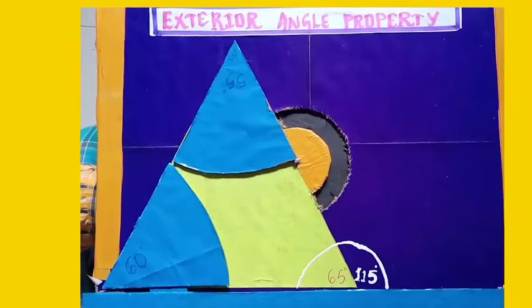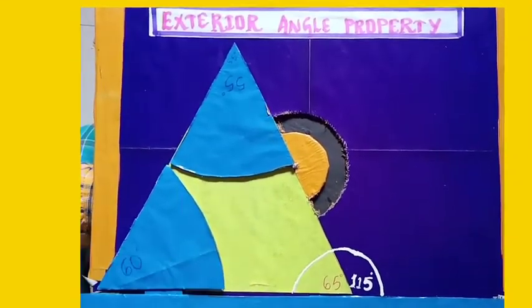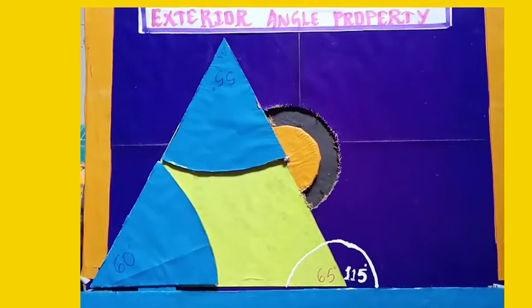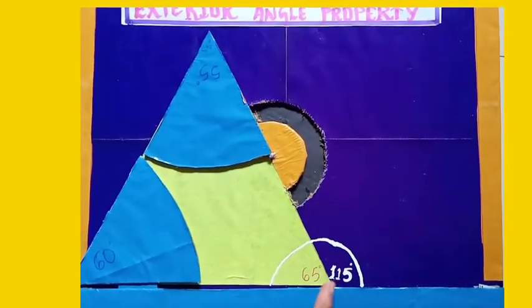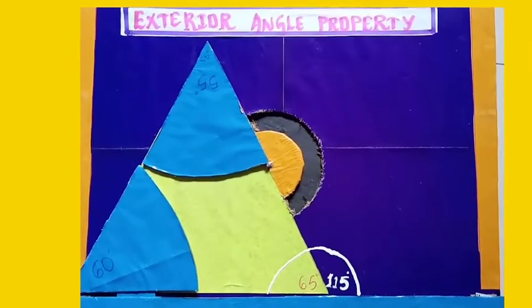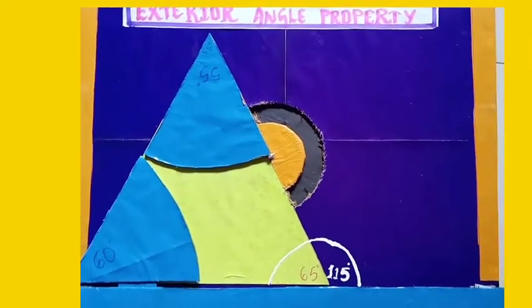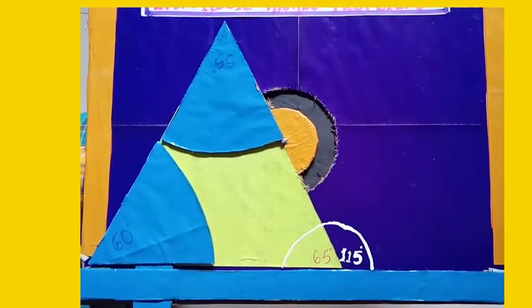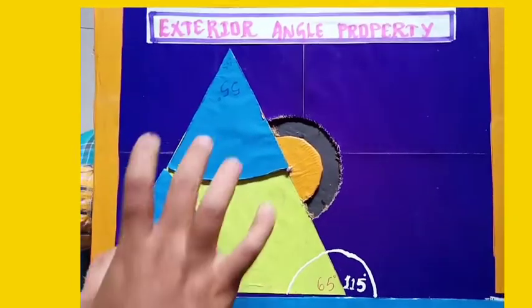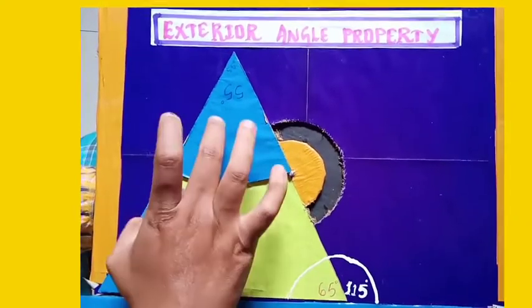Let us discuss the exterior angle property. Here, exterior angle property means an exterior angle of a triangle. This is the exterior angle of a triangle. Here I have taken 115 degrees, and an exterior angle of a triangle is equal to the sum of the opposite interior angles. These are the opposite interior angles.